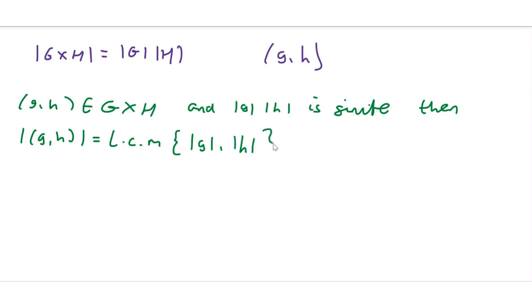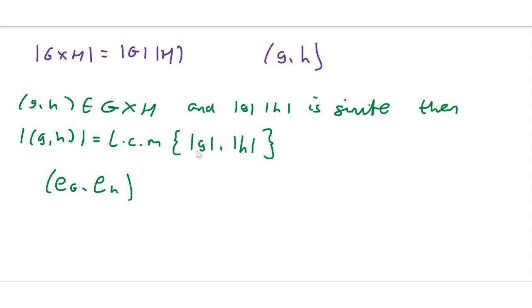And why is this? Because if you think about the definition of the order of an element, it's the amount of times we have to apply the binary operation to get to the identity. So the order of g gets us to the identity in G, the order of h gets us to the identity in H. To have an identity in the direct product, we need the identity element of the direct product, the identity in G, the identity in H.